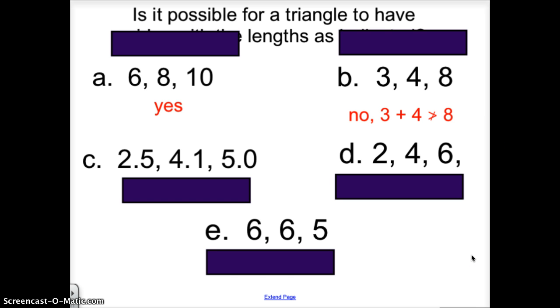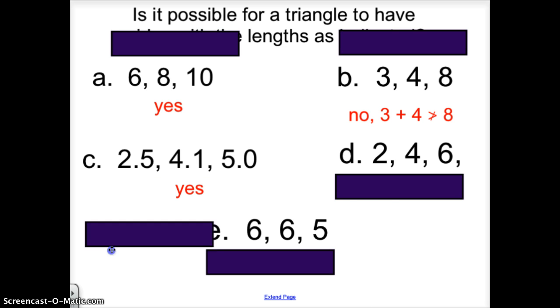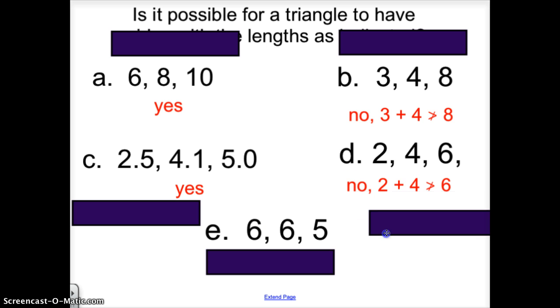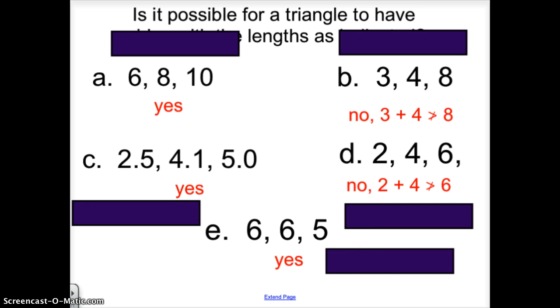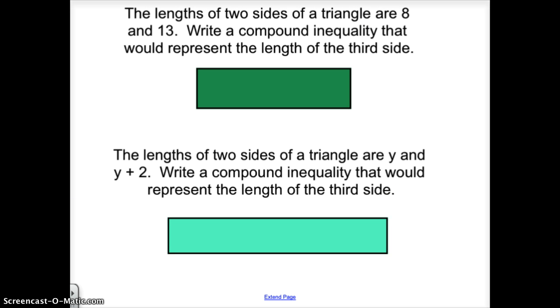Take a second and answer questions C, D, and E to determine whether a triangle could be made based on those segments. Question C is yes. Question D is no. And question E is yes. Moving on. The lengths of two sides of a triangle are 8 and 13. Write a compound inequality that would represent the lengths. Please also read the second question with the algebraic value of y for one of them and y plus 2, and see if you can come up with two compound inequalities for those two questions.